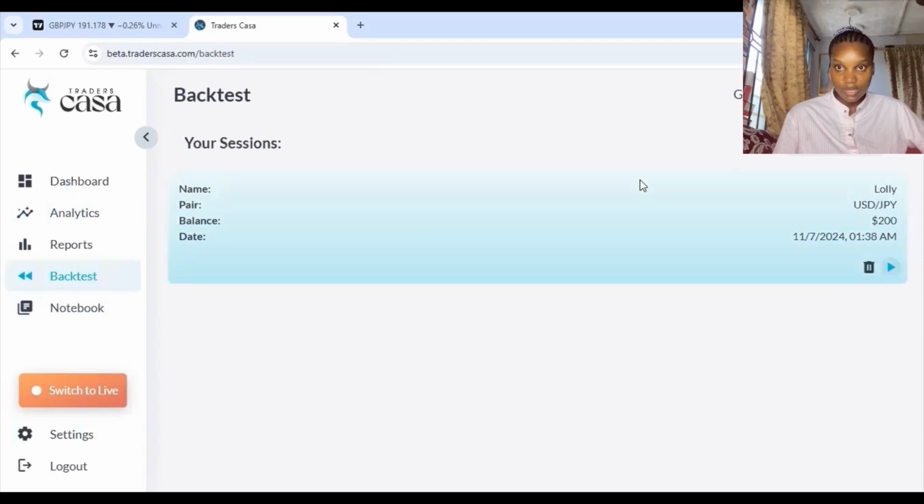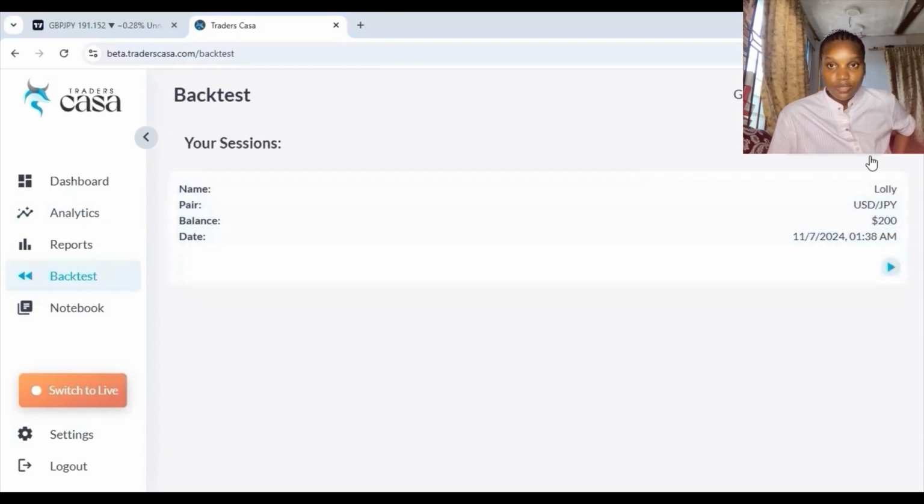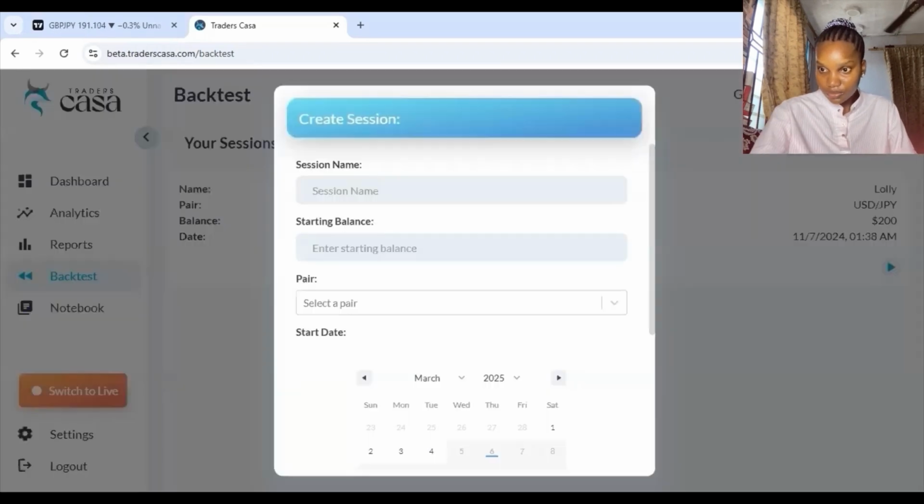I'm going to be seeing different stuff here because I've been using this app to backtest, so I'm not seeing all my stuff here. But it's all fine. Let's go to new session.